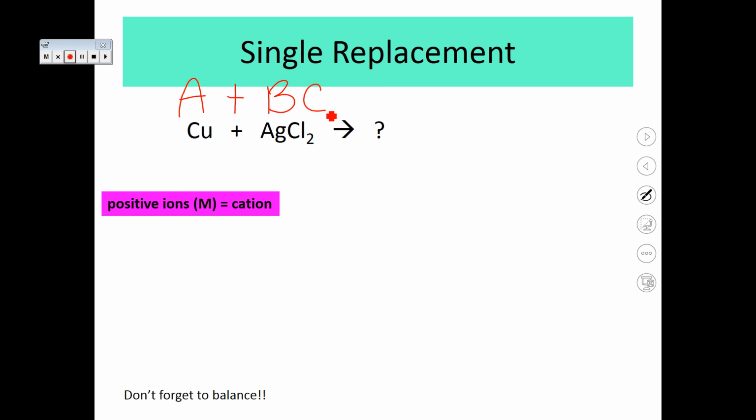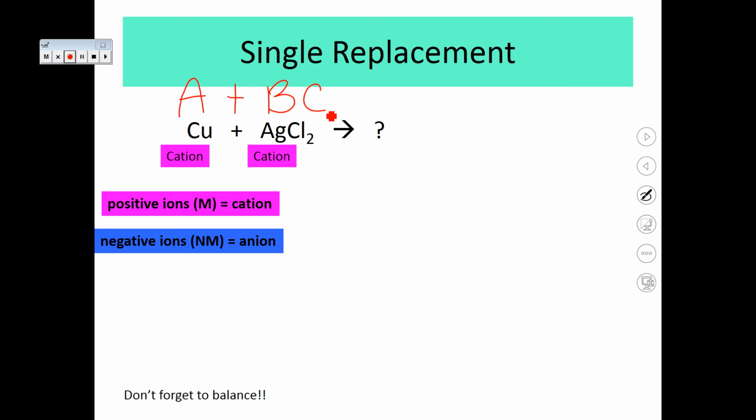Okay, so for copper, copper is a cation. It produces a positive ion. Silver is a cation. Cl is an anion. So which element in AgCl2 will copper try to replace?